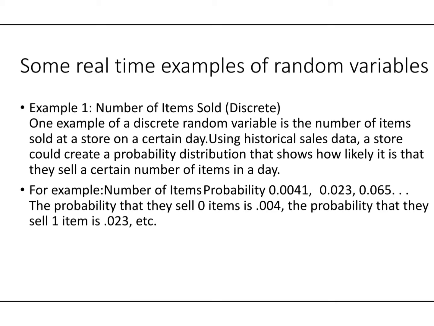For example, for the number of items, the probabilities are 0.0041, 0.023, 0.065, and so on. The probability that they will sell 0 items is 0.004, and the probability that they will sell 1 item is 0.023, etc.